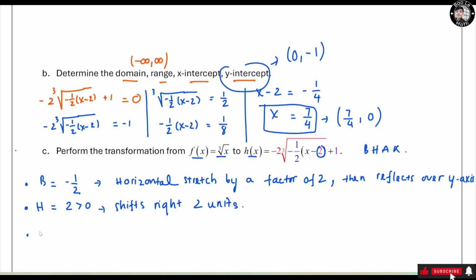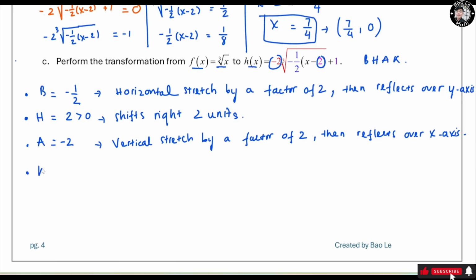Next one, A equals -2 right here. Now we talk about the absolute value of A, which is 2. Because 2 is greater than 1, this is a vertical stretch by a factor of 2. And you have the negative sign right here, so it's going to reflect over the x-axis. And the last one, K equals 1 right here. It's going to shift up 1 unit.